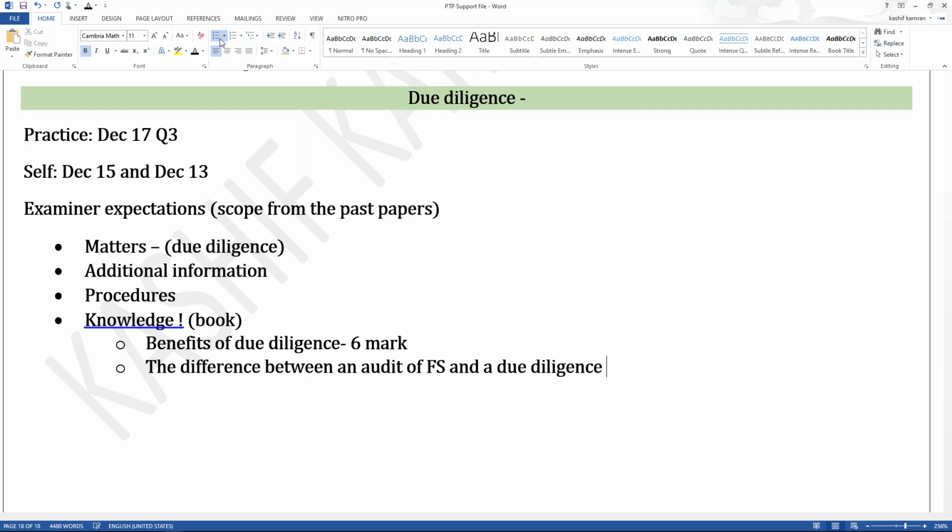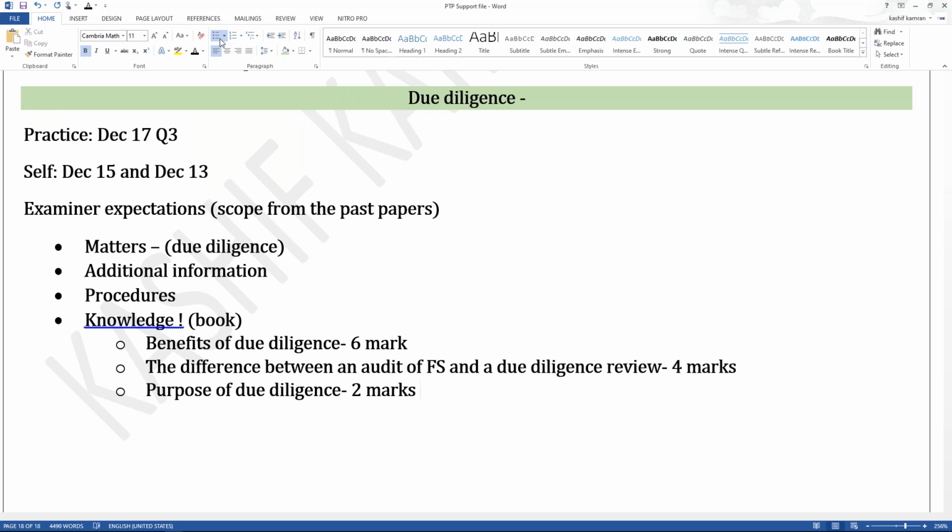Now, see, this is knowledge. What is the difference between performing a due diligence review and an audit of a financial statement? That was also tested in the past paper for, I think, 4 marks. And another knowledge which was tested in the past paper was the purpose. What is the purpose of due diligence? And this was also tested for 2 marks in the past papers.